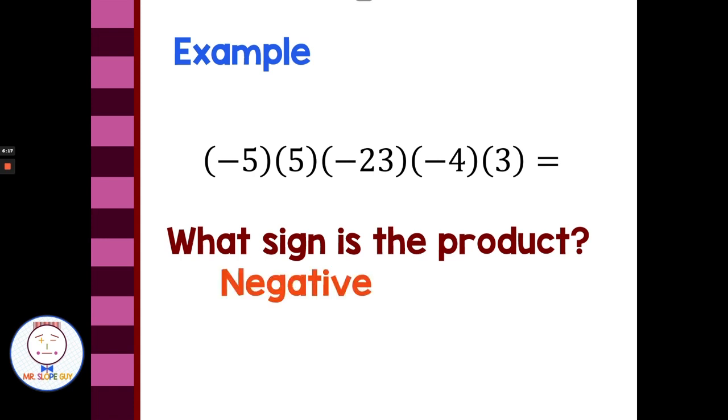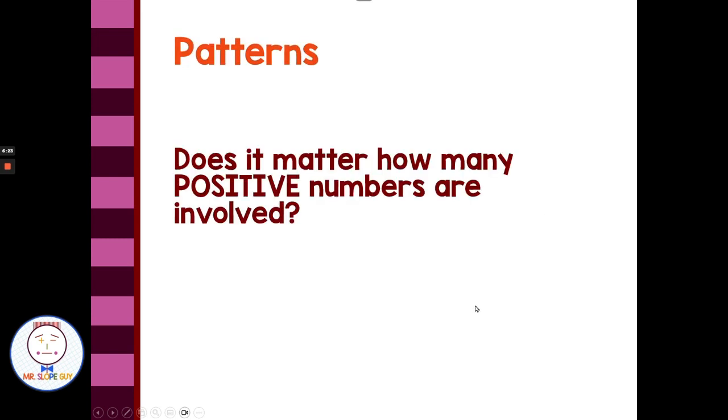It will be negative. So does it matter how many positives we have mixed in here? Does it matter how many positive numbers are involved? No. We're just counting the number of negatives. If you have an even number of negatives being multiplied, your answer is positive. If you have an odd amount of negatives being multiplied, you will have a negative answer.